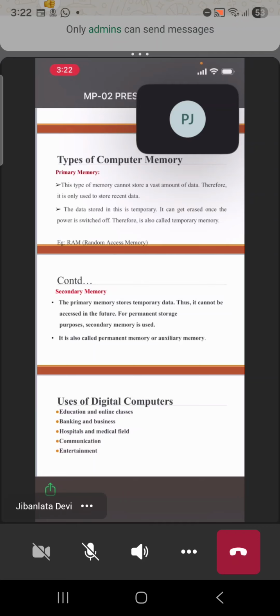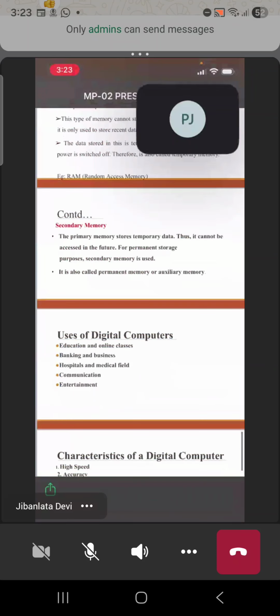The data stored in this memory is temporary, and if the power gets off, then it also erases the data. So that's why it is called temporary memory, or main memory. For example, RAM and ROM are primary memory.